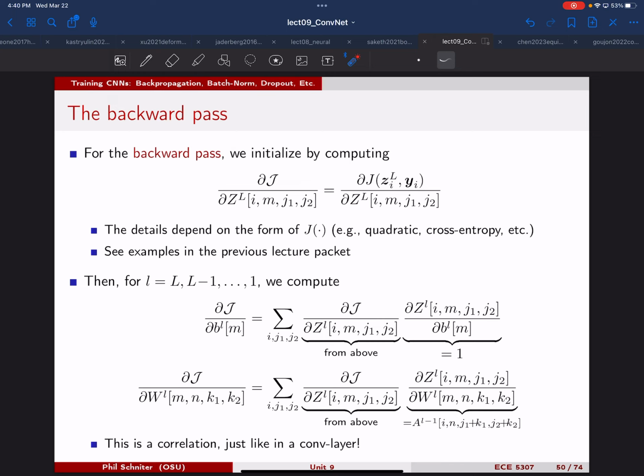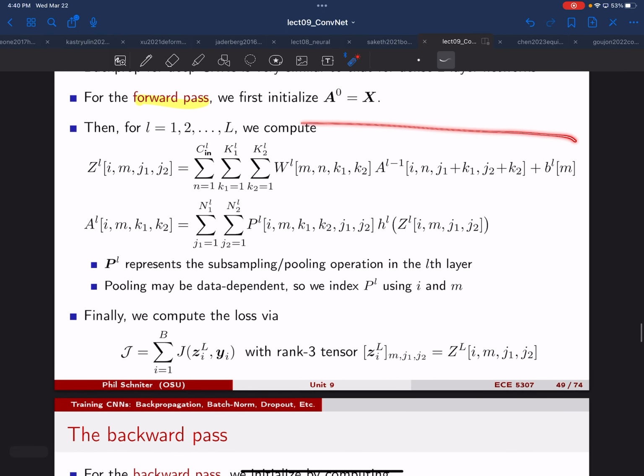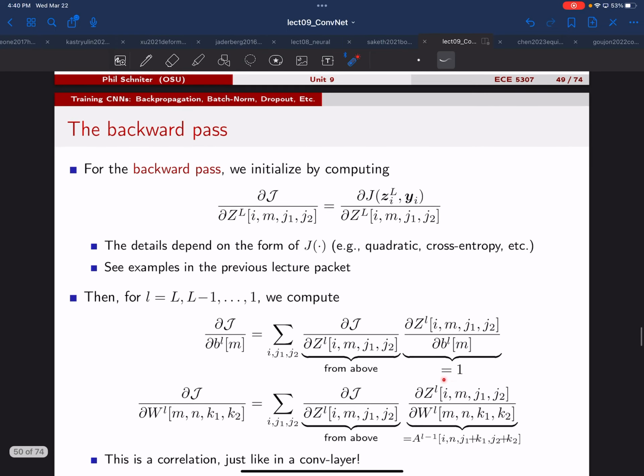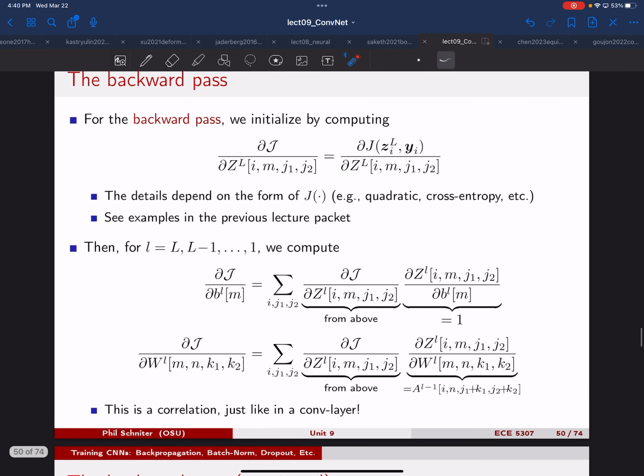And basically, this dJ/dZL, this is something you can compute based on the cost. If you're doing regression, maybe it's quadratic. If you're doing classification, maybe it's cross entropy. We saw all the equations for this in the last unit. And then all this other stuff is very similar to the last unit, like dZL, dBL, and so on. You would get that from this, and it's very simple. It's just equals 1, and so on. So again, there's a lot of notation here, but I know you guys are capable of going through, and so I'm just going to focus on the high-level stuff.